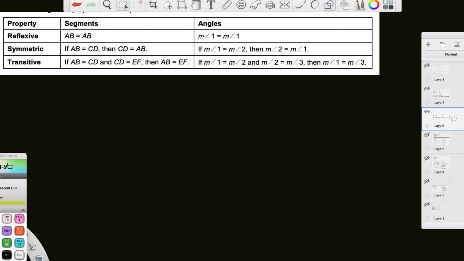What else? Reflexive. You just put the same thing on both sides. The same exact thing on both sides. Symmetric. This is kind of fun. Symmetric is just you take AB equals CD and then you flip-flop the sides of the equal sign. So now CD is equal to AB. You haven't changed anything except you've just switched the sides. 1 on the left, 2 on the right. Symmetric would be 2 on the left, 1 on the right. Cool? All right.